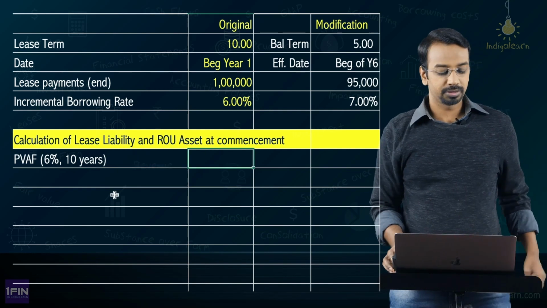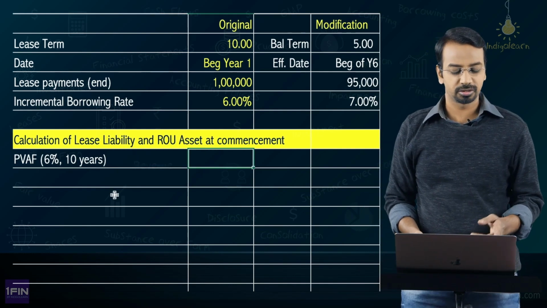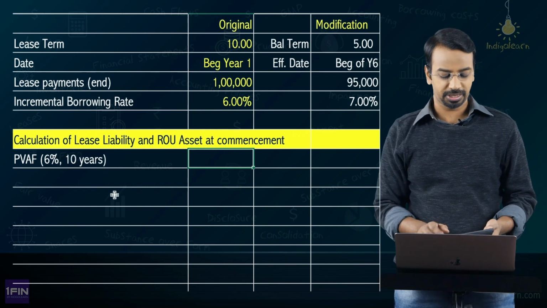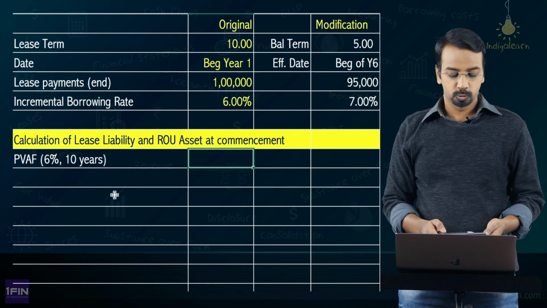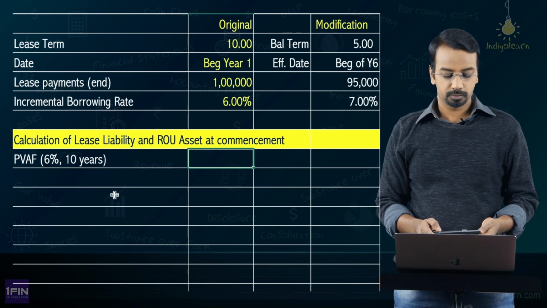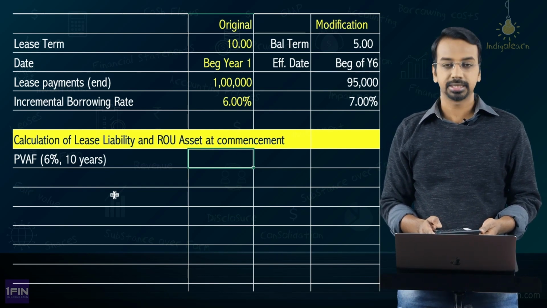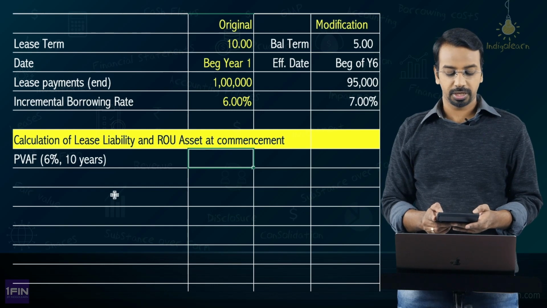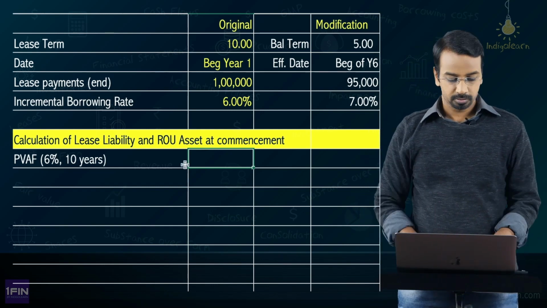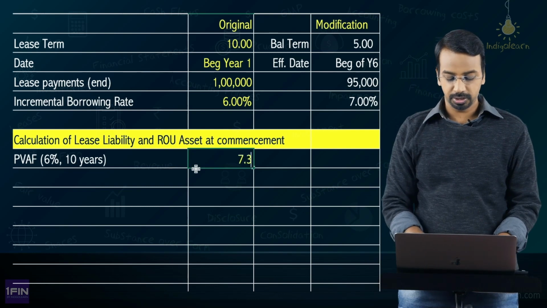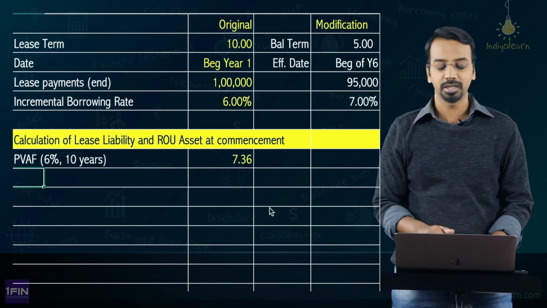Okay, so I think we had done this earlier also. It should come to 7.46. Let's just quickly check it. 1 divided by 1.06, 1, 2, 3, 4, 5, 6, 7, 8, 9, 10. If you do a grand total, you get 7.36008. We had considered 7.36. Okay. So, present value annuity factor is 7.36, same number what we had done earlier.